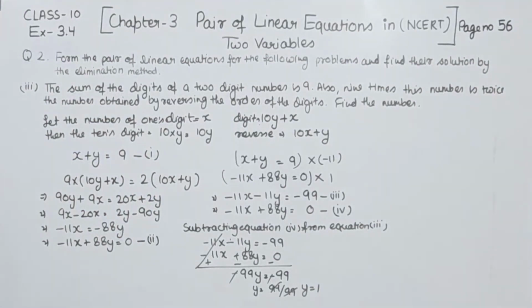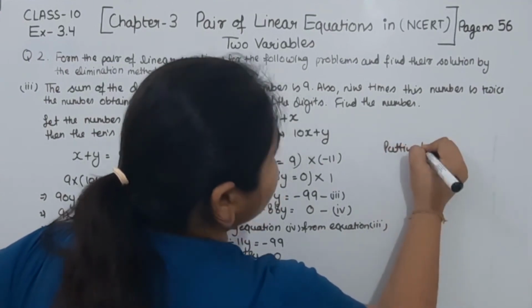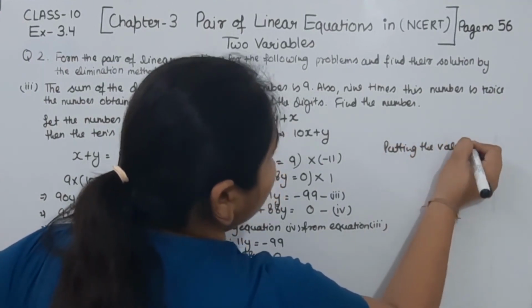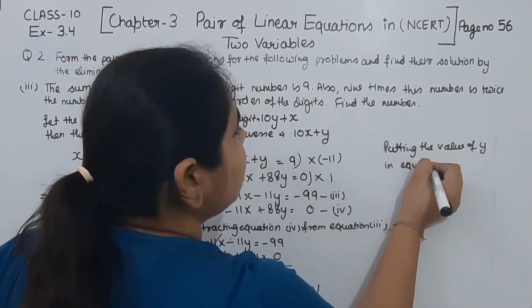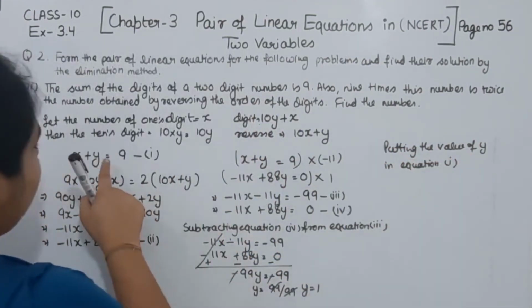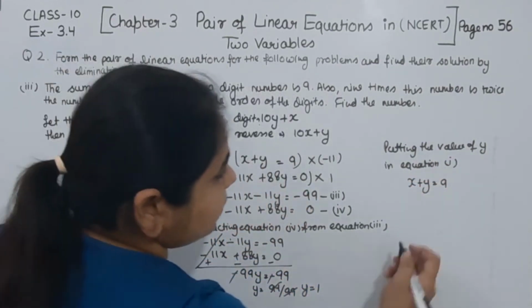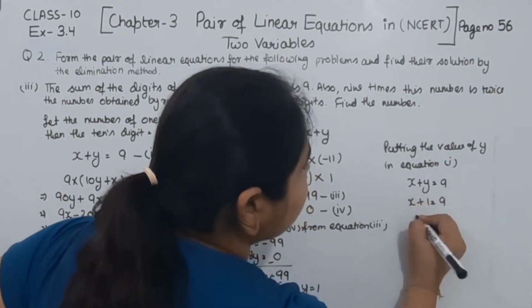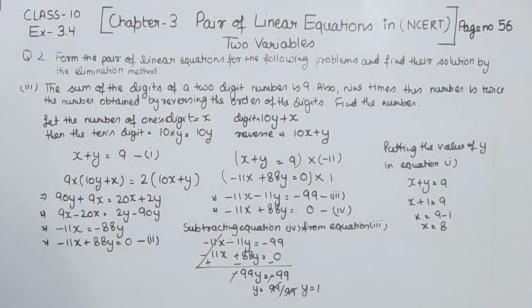Now I'm going to put this one in any of the original equations. I'm going to take equation number 1 here. So putting the value of y in equation 1, x plus y is equal to 9. So x plus 1 is equal to 9. x is equal to 9 minus 1. The value of x is equal to 8.